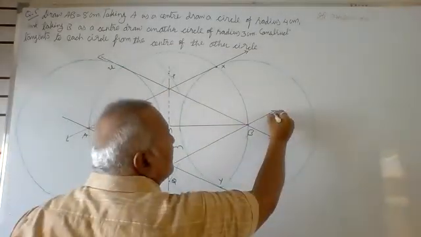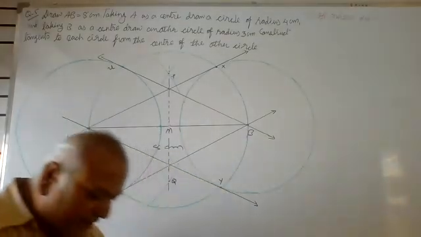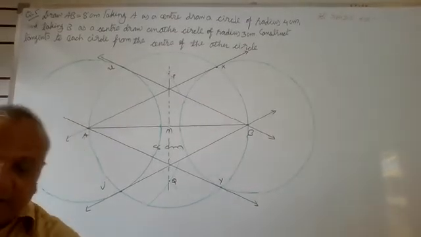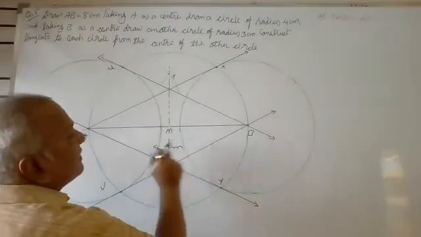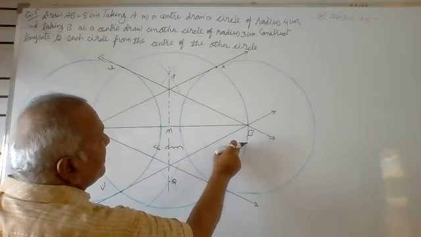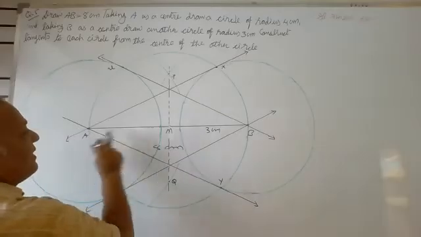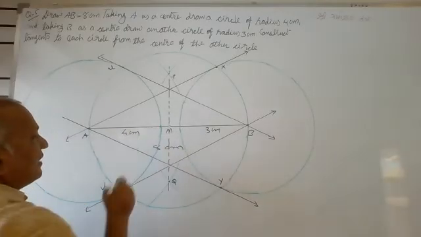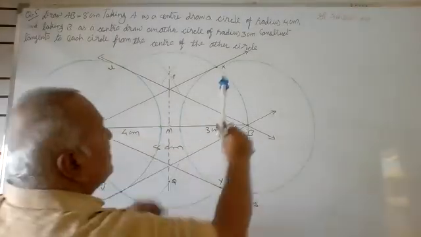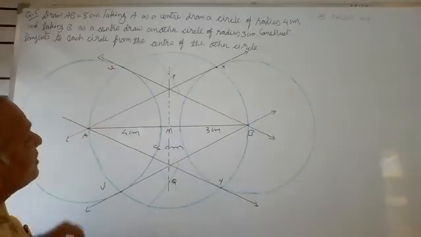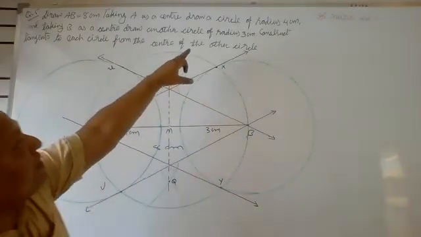I hope everybody understands this construction. I would like to repeat whatever I have done. So concentrate. First I have drawn AB equal to 8 centimeter. Then from B the radius is 3 centimeter, and from A the radius is 4 centimeter. So these two circles: from A a 4 centimeter circle, from B a 3 centimeter circle. Both the circles I have drawn by taking A and B as centers according to the given instruction.